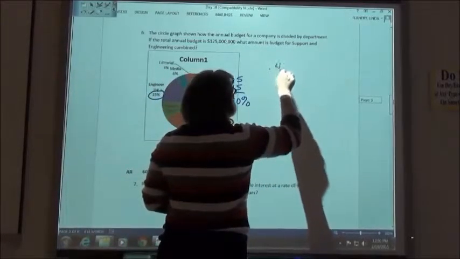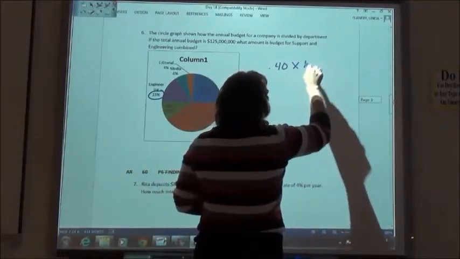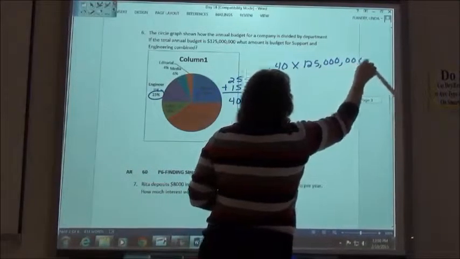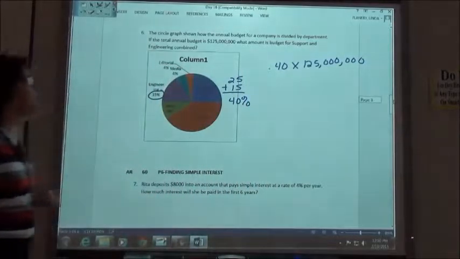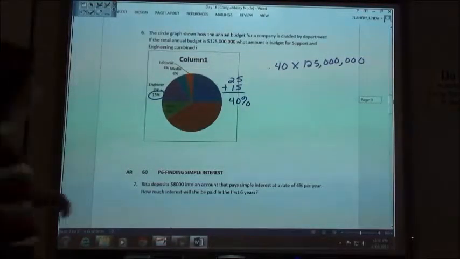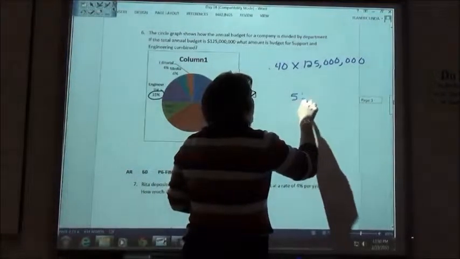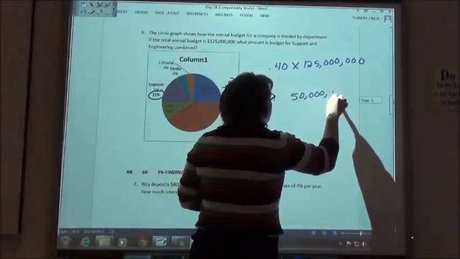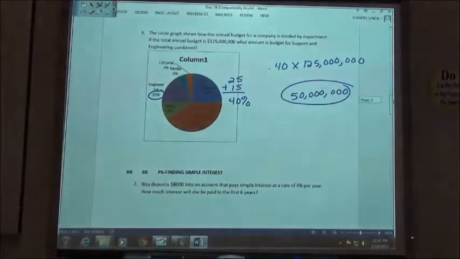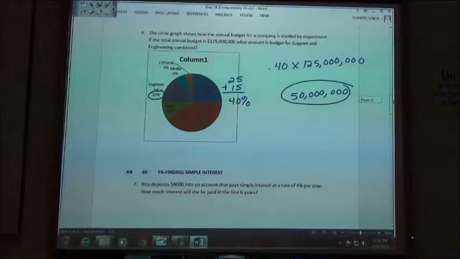So 40% of my total 125 million is going to be the part that I spent on support and engineering. What's 40% of 125 million? 50 million? So 50 million is the part that I did for support and engineering. All right.